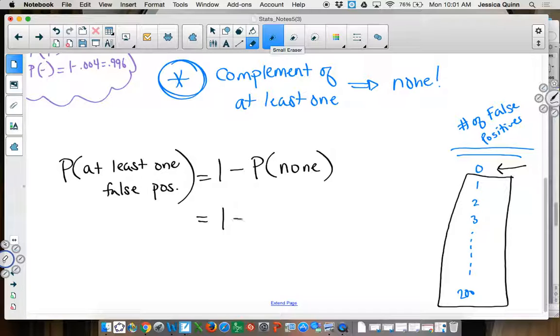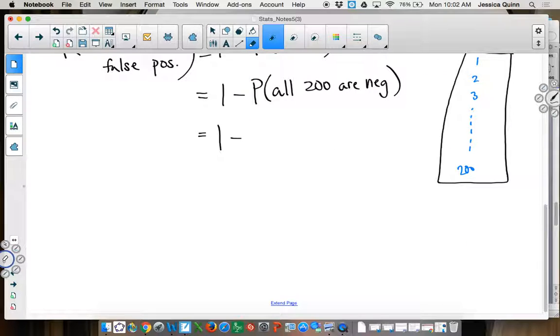Okay, so what does that mean? It means all 200 are negative, right? So in terms of our probabilities, what was the probability of getting a true negative test result back? 0.996. How many times? 200 times, all 200 of them. So again, the scenario is everybody is HIV negative. We picked 200 people that really and truly are HIV negative. What's the probability that at least one of them gets a false positive? So the complement is there's no false positive, everybody gets the true negative result.